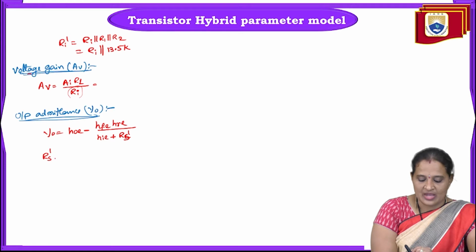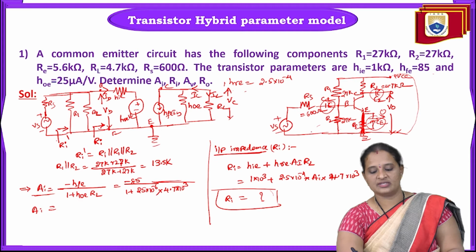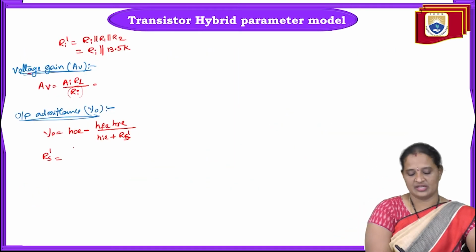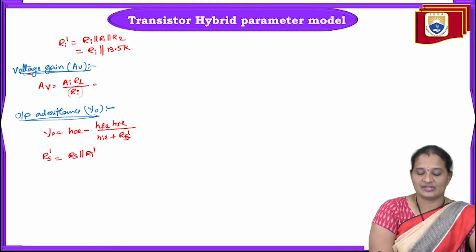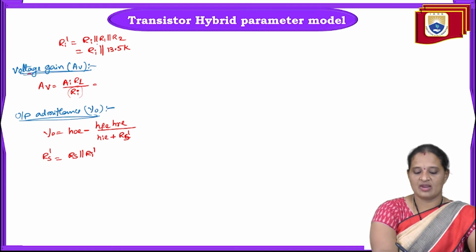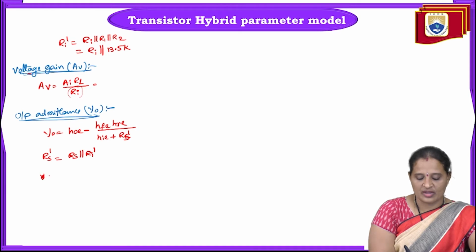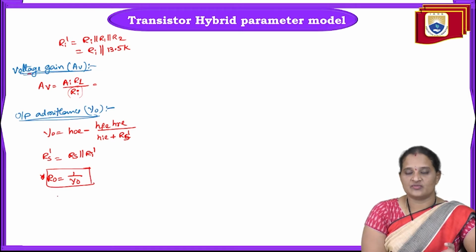What is RS dash? RS dash is nothing but we are taking the voltage source also into consideration. If you take the voltage source also into consideration, then RS dash can be given by RS in parallel with Ri dash, where Ri dash is nothing but Ri in parallel with R1 in parallel with R2. You just substitute this value in this one so that you will be getting Y0. After getting Y0, the output resistance R0 can be obtained by taking the inverse of Y0.